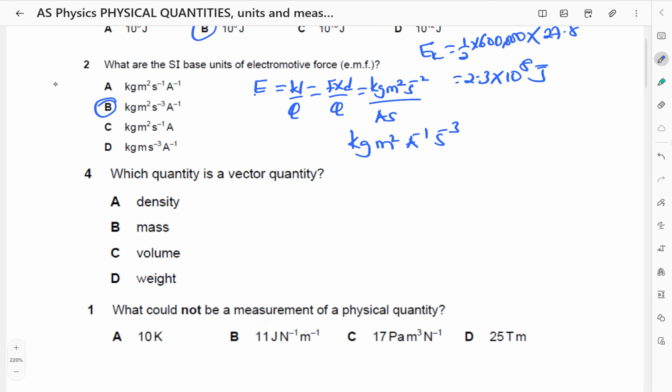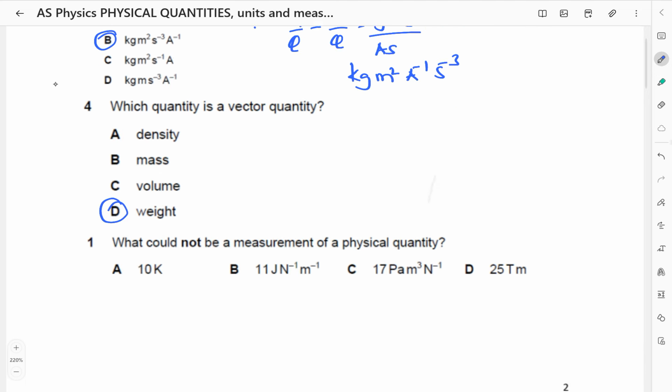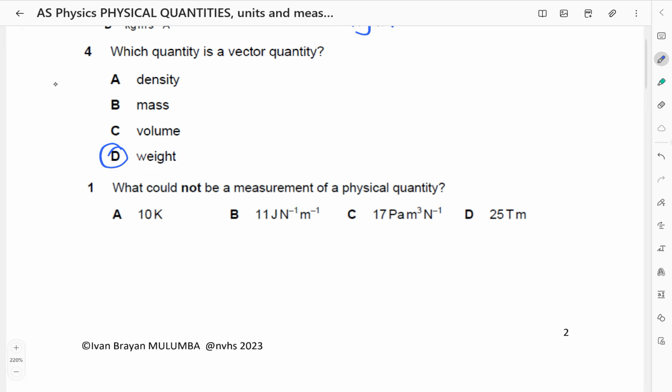So which quantity is a vector quantity? Remember, a vector has magnitude and direction, so our answer is automatically D. What could not be a measurement of a physical quantity? A physical quantity should have a unit and a numerical value. We can easily see the numerical values, but we have to check the units if they really exist. This is 10 Kelvin, and Kelvin is the unit of temperature.